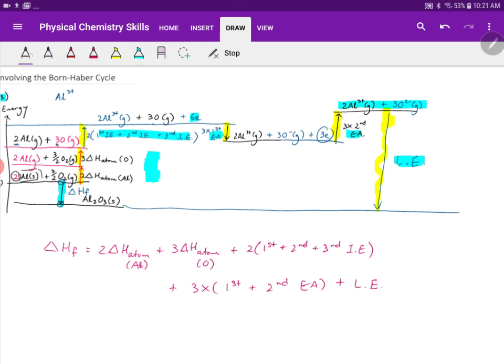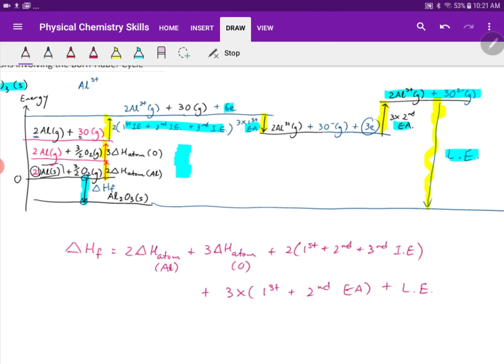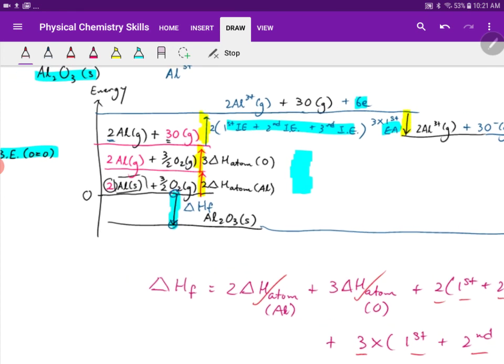So to wrap this up, let's check our answers. I want to make 2 aluminum atoms, so 2 is correct. I want to make 3 oxygen atoms, this is correct. Each of this aluminum needs to give out 3 electrons. So first, second, third, there are 2 aluminum atoms. First and second EA for my oxygen, 3 of them, lattice energy. And it points downwards from the gaseous to the solid form.